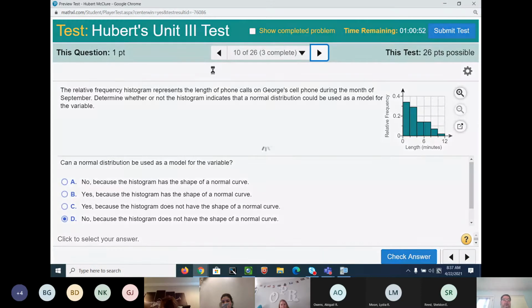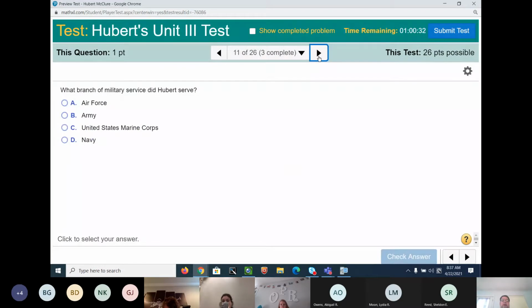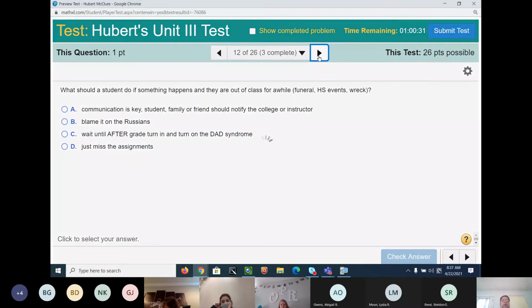Next, that's chapter 6. This is another gimme. All you gotta do is type in binomial PDF 10, 0.8, and 8, NPX. That's pretty simple there. And keep going, keep going.